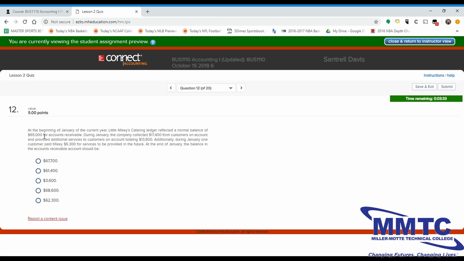Pick the right answer. Now, it's going to give us the answer when we're done, so it doesn't even matter. What number are we on? We're on 12. We're trying to get to 15.